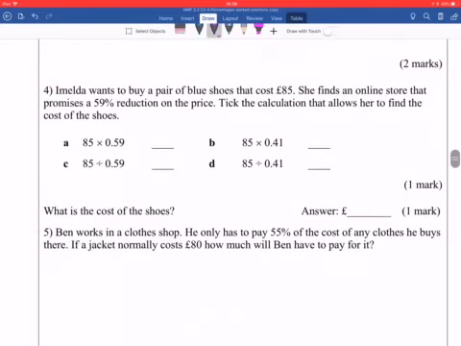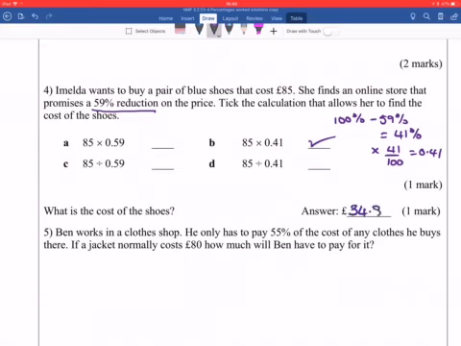Right, so 59% reduction is 100% minus 59%, which is 41%, and 41% is the same as timesing by 41 over 100, which is equal to 0.41. So you should have ticked this one. What will it be? It will be 85 times 0.41, and you'll get £34.85.